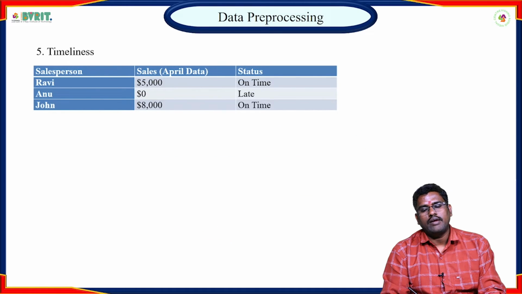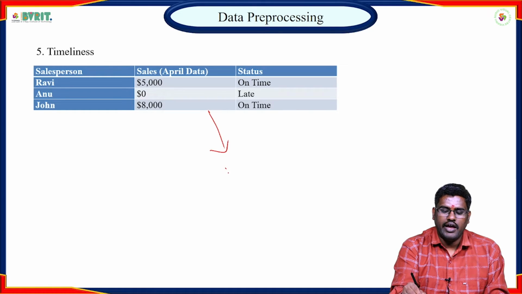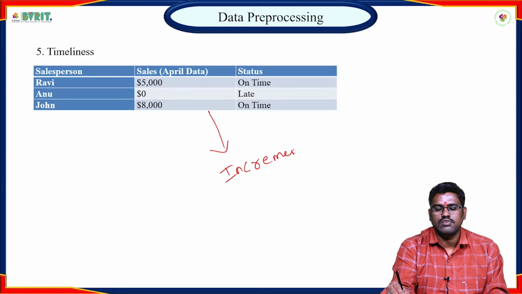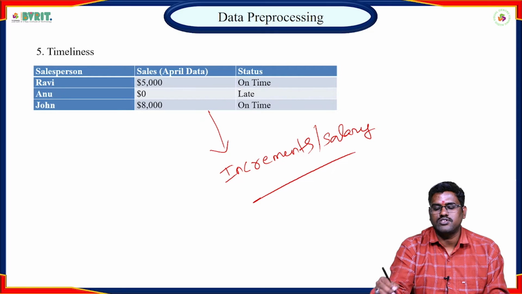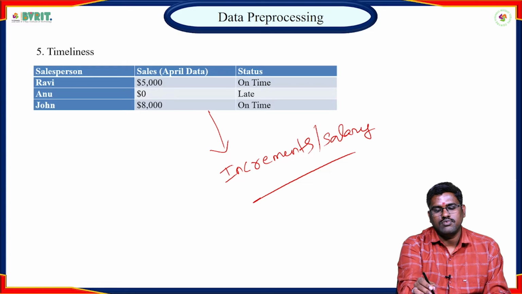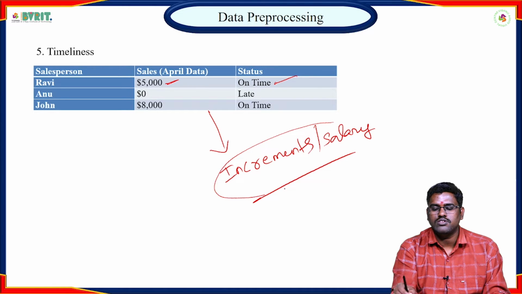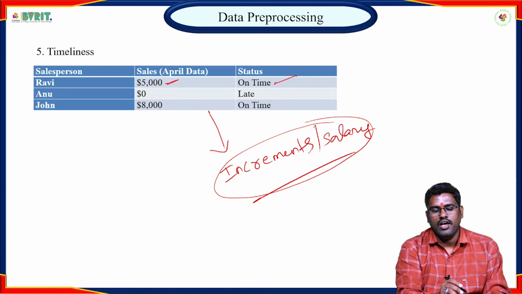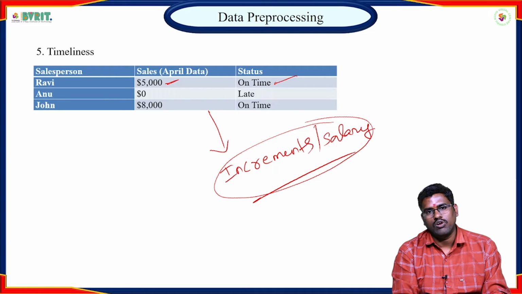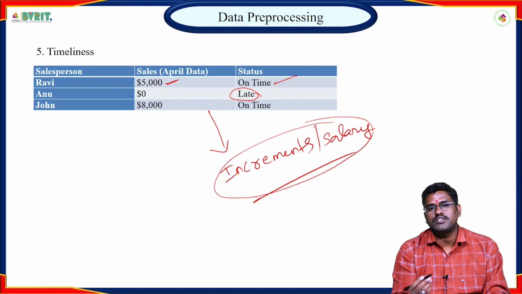Next one, timeliness. The best example for timeliness is increments in the salary, where we take constant salary increments. See this one. The particular person Ravi submitted April sales data as 5,000 on time. So Ravi is to be included in the increments based on this sales data. Coming to the second one, Anu has $0. They submitted the data late, after some time.